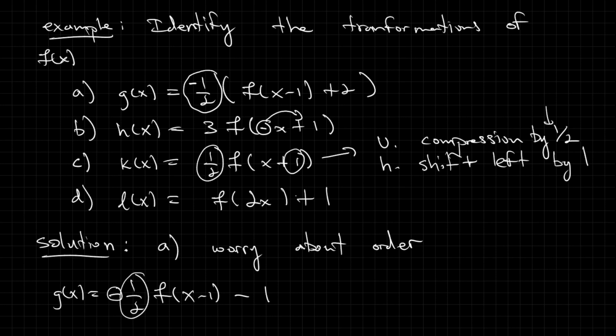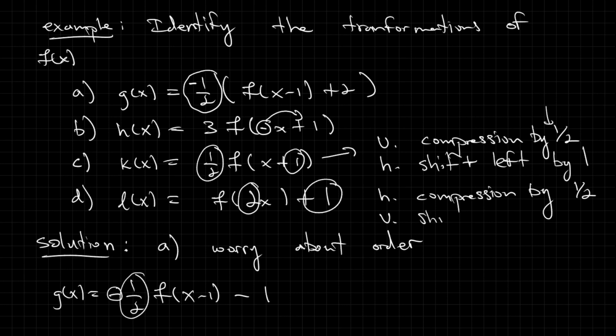Finally, on this last problem, we have this 2 multiplying the x. That's going to result in a horizontal compression by a factor of 1/2. Then we have a vertical shift up by 1.